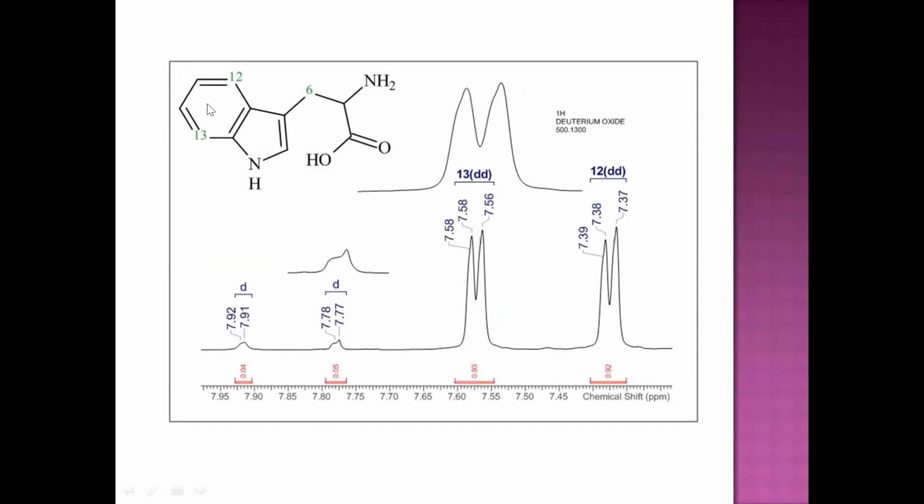In these two, 12 and 13, you can identify the splitting pattern, and for this a doublet will appear. You can see different types of doublets here. If you want to calculate the J value, first of all you subtract the lower value from the higher value. So 7.9192 is the higher value; subtract 7.91, and it gives 0.1.